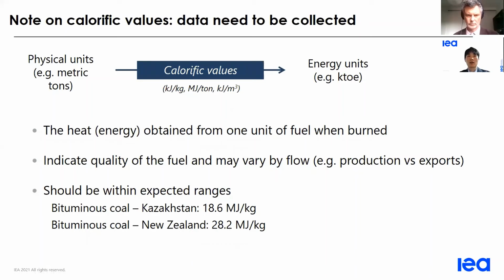So let's take a look a little bit more at calorific values. Here, once again, it converts from physical units to energy units or vice versa. Calorific values define the heat obtained from one unit of fuel when burned. As mentioned, it's a very important key indicator for the quality of the data. It varies even by the flow. For example, production or export might have different calorific values for coal. So it is very important to keep in mind that this variation should be taken into account when you report the data. It also varies with the countries. So there are always expected ranges, and it is a good tool to validate whether the reported data are correct or not.